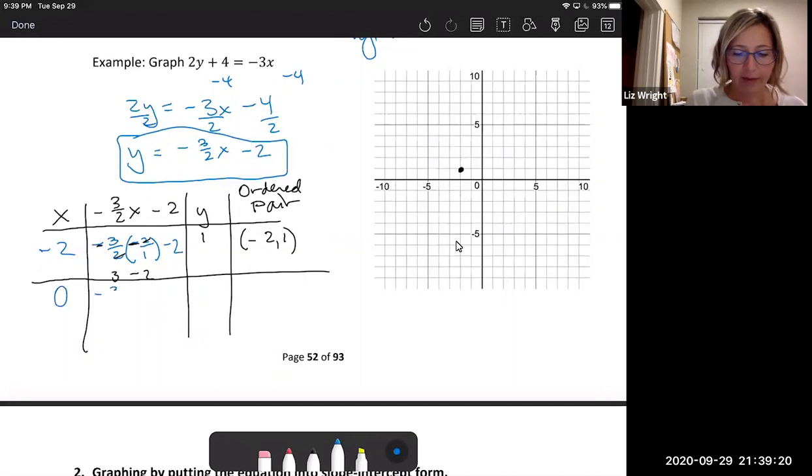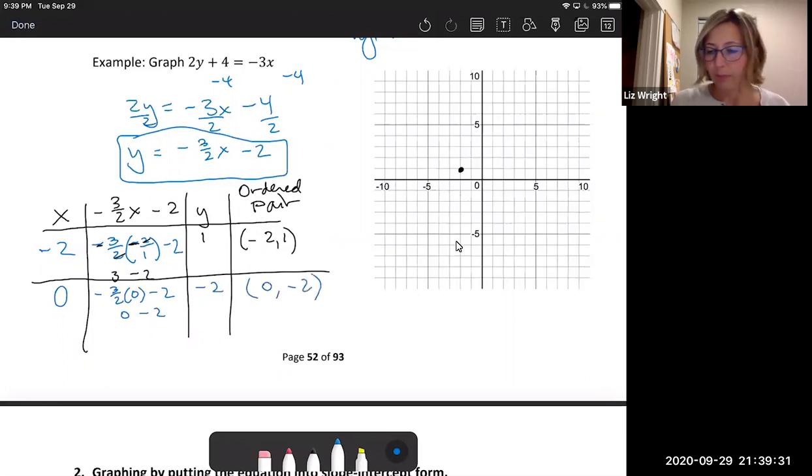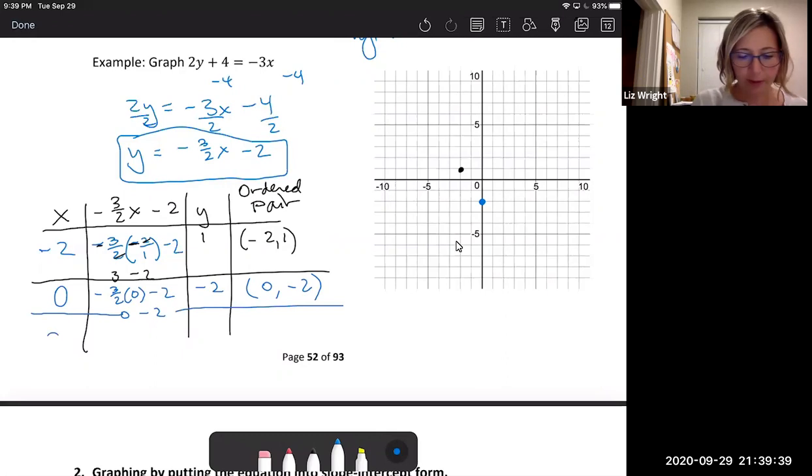So now I'm going to have negative 3 halves times 0 minus 2, which is going to give me 0 minus 2, which gives me negative 2. And I'm going to get 0, negative 2. So 0, negative 2. And then we are going to do the last one of 2.